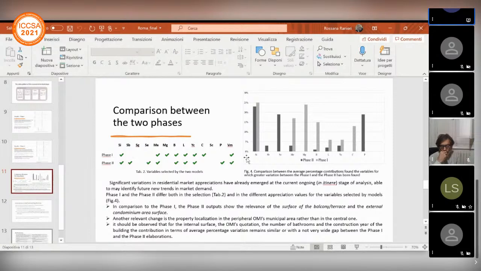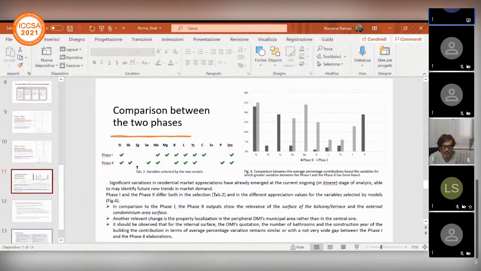We have compared the two phases, and there are significant variations both in the selection of variables for the two phases and in the percentage that the functional linkage expresses. As you can see, we have the presence of the internal surface, the state of maintenance, the number of bathrooms, the level of floor, and the age of the building in both phases.